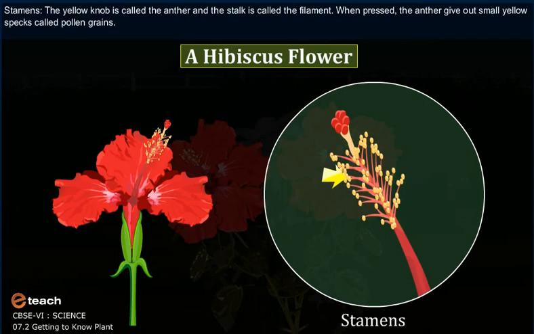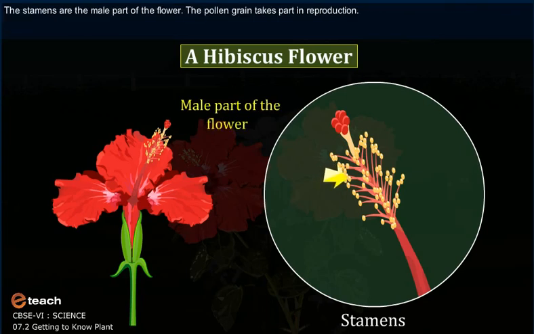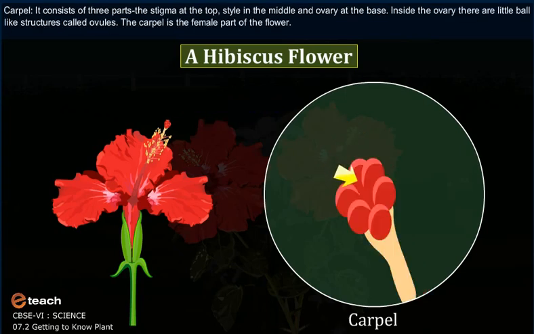Stamens. The yellow knob is called the anther and the stalk is called the filament. When pressed, the anther gives out small yellow specks called pollen grains. The stamens are the male part of the flower. The pollen grain takes part in reproduction. Carpel. It consists of three parts: the stigma at the top, style in the middle, and ovary at the base. Inside the ovary, there are little ball-like structures called ovules. The carpel is the female part of the flower.